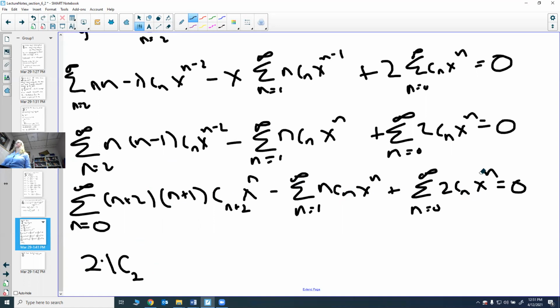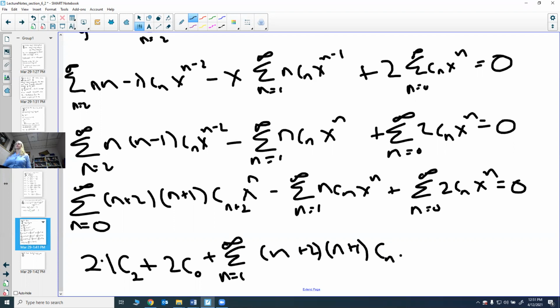Then the other place was this last one, which starts at x equals 0, so it's going to be plus 2 times c sub 0. X to the 0, of course, is just 1. Now they're all going to start at n equals 1. So now we're going to go n equals 1 to infinity. We're going to have n plus 2 times n plus 1 times c sub n plus 2, times x to the n, minus n times c sub n, factor the x to the n's out, plus 2 c sub n, factor the x to the n's out, equals 0.